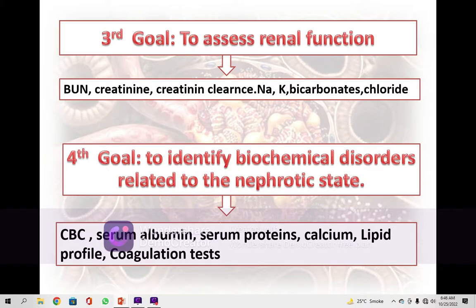Third goal, to assess the renal function: you will go for the blood urea nitrogen, serum creatinine, clearance, how much is the GFR. Sodium, potassium, bicarbonate, chloride, electrolytes should be done. Fourth goal is to identify the biochemical disorders related to the nephrotic state, like blood CBC, serum albumin, total proteins, serum calcium, lipid profile, coagulation test. I will also do the serum TSH.